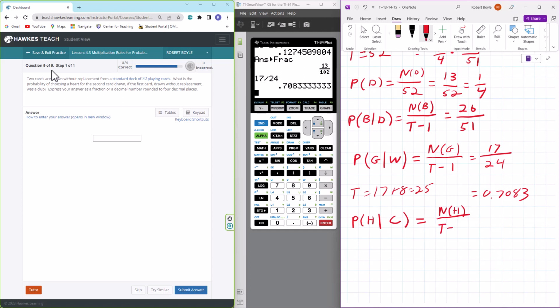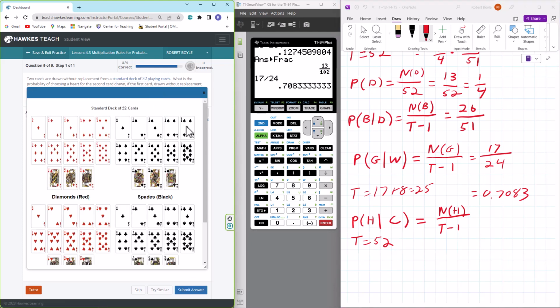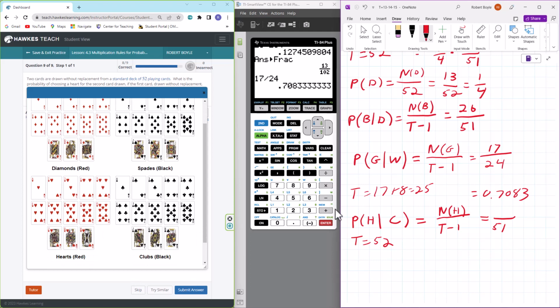That will be t minus 1. Of course, in this case, t is equal to 52. And let's take a look at what's going on here. Here's our standard deck of playing cards. Okay, remember we chose a club, so 1's down, which is why we have 51 left. So this is going to be equal to 51 in the denominator. How many hearts do we have? Well, come down here. We have 13. Okay, so we have 13 hearts. And that right there is our answer.